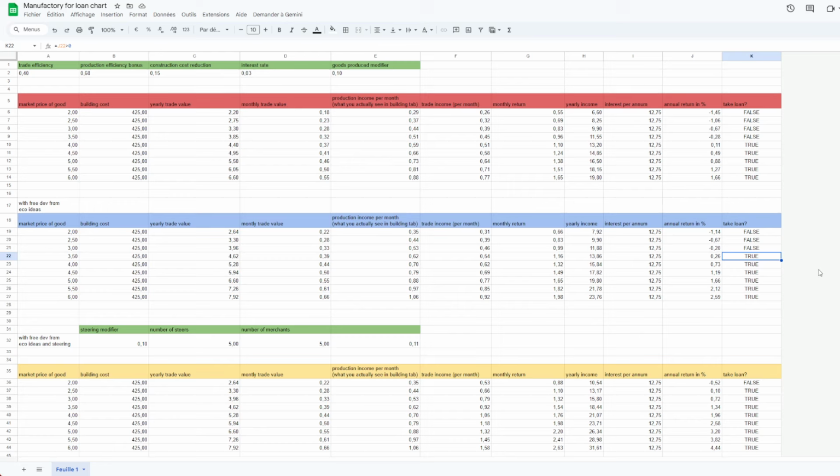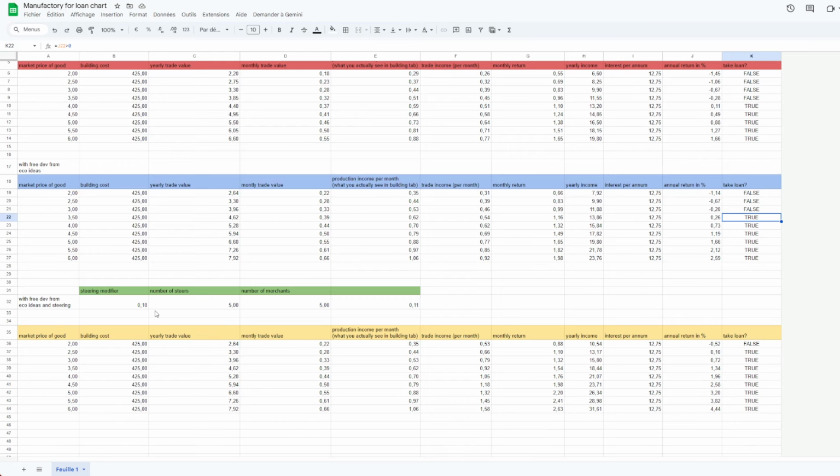And then for the yellow part, I also added trade steering. So the base steering modifier is 0.05. So you gain 5% of the trade value when you transfer it downstream with a merchant. So the number of steers is the amount of times you steer your trade. Let's say you steer it down 2 nodes. The number of merchants is your merchant plus the AI's ones. It's capped at 5. But if there are more merchants in the node, it makes the steering better.